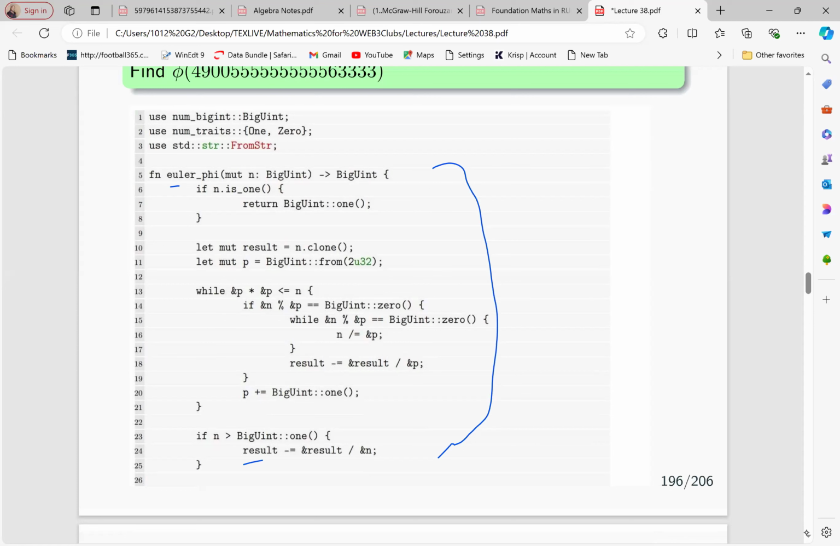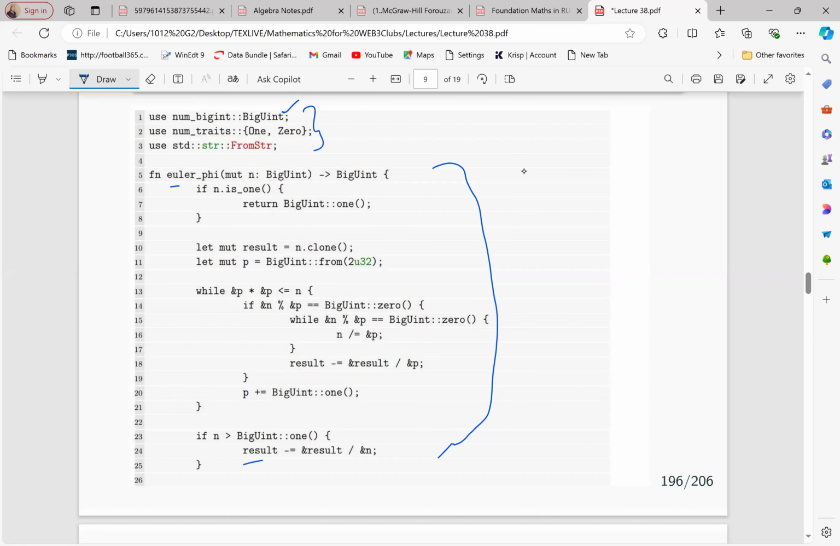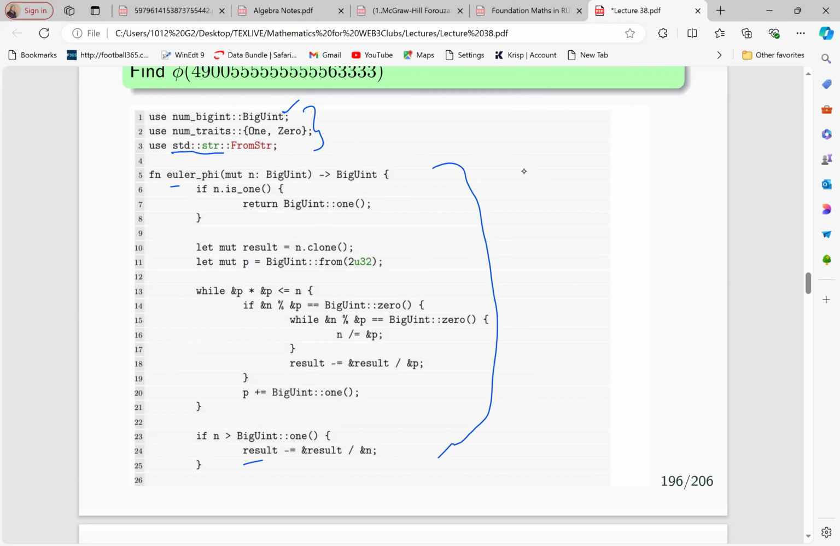Of course, these are the libraries. The first one here is to deal with bigger integers. This other one is just to initialize so that it can deal with 0 and 1. And this other one is just for converting a number from a string to a big uint, that conversion from a string to big uint. So that is what it should be doing.